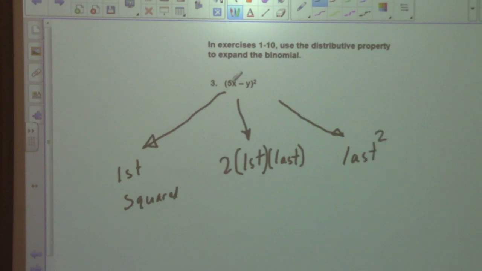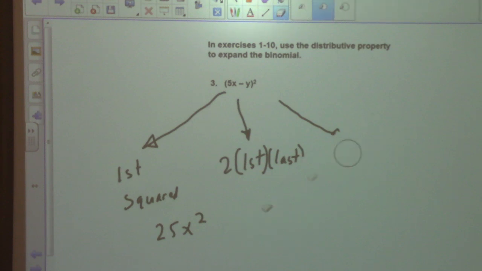So first squared is going to be 5x squared, that's going to be 25x squared. And your second one's going to be 2 times the first times the last. Well, the first times the last is negative 5xy, and twice that is minus 10xy. And then finally you have the last squared. Well, the last is negative y, and that squared is going to be plus y squared. So that's just like a binomial expansion shortcut. Okay? So let's go ahead and go to the next one.